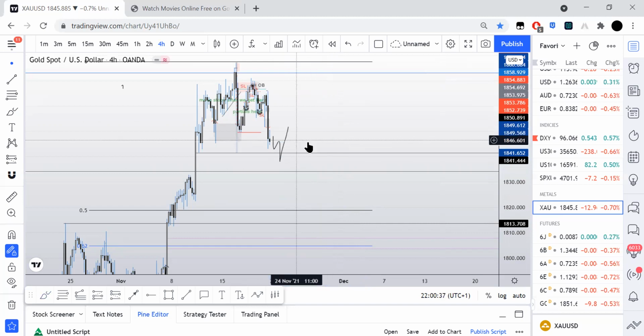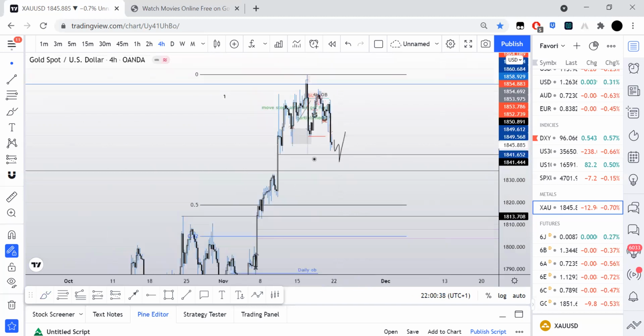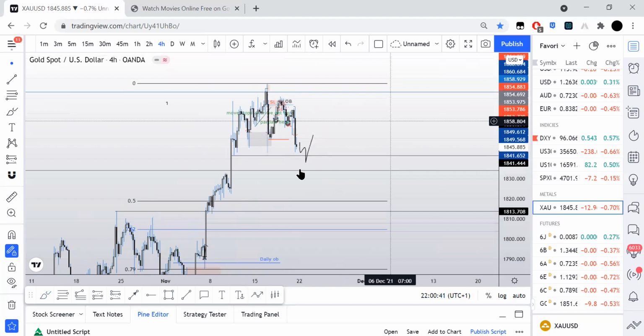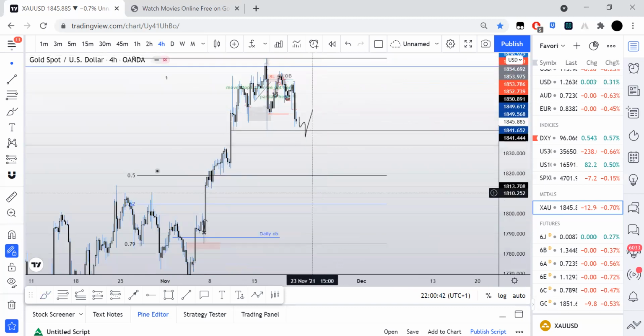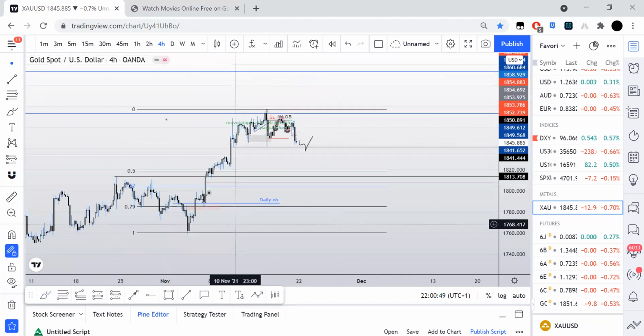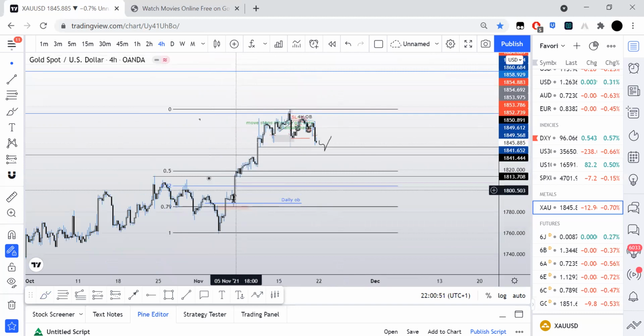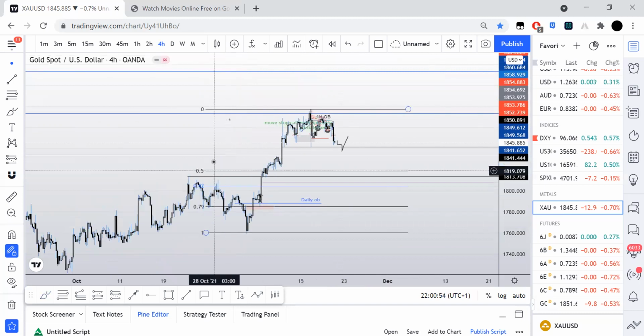That's when I'll start changing my bias a little bit to maybe push lower, because we can still push lower and get back into this discount, which is under the 50%. You got some imbalance inside of here, and you got some arrays in here too. So we'll see what happens with gold.